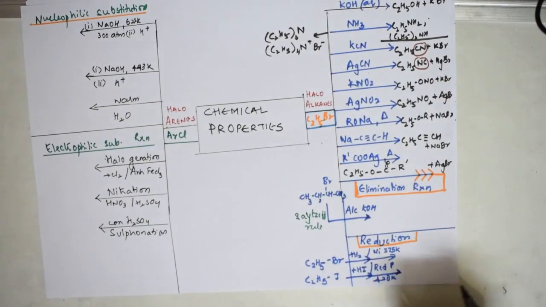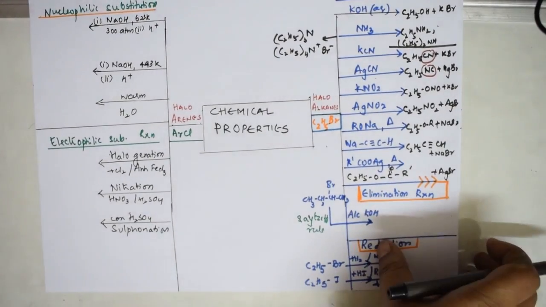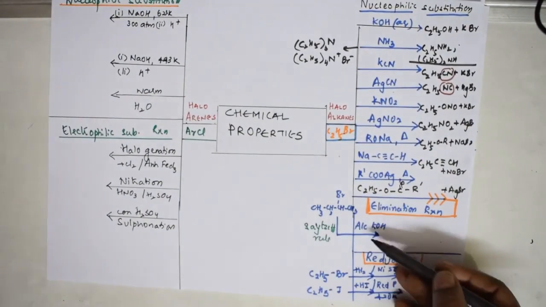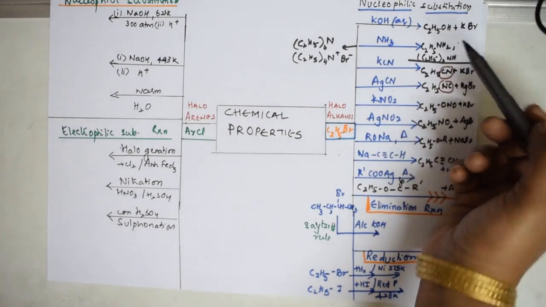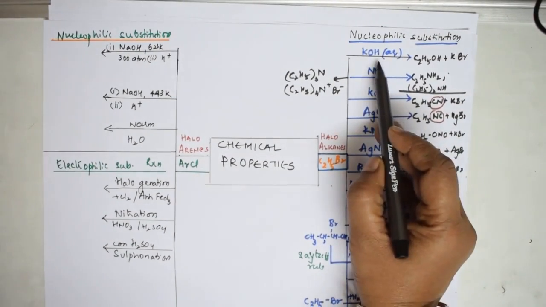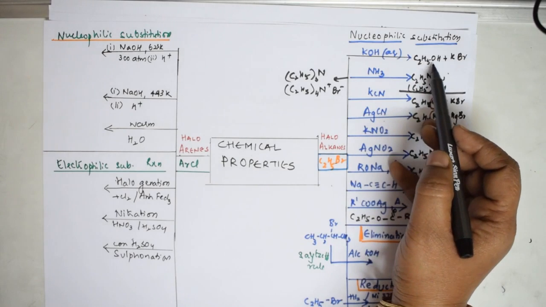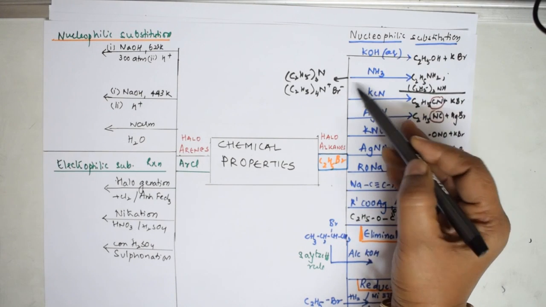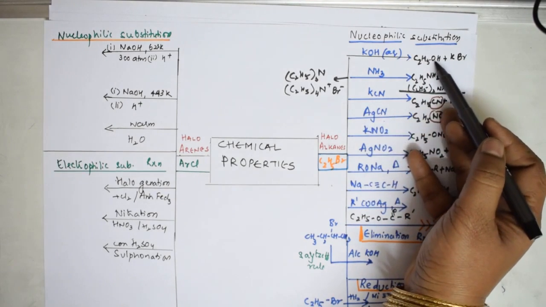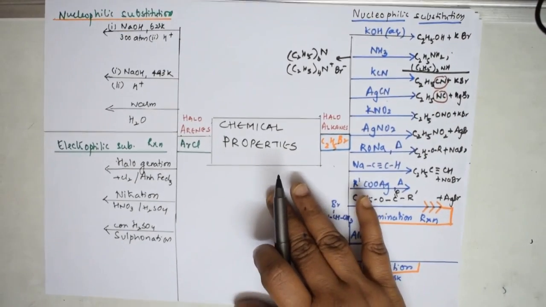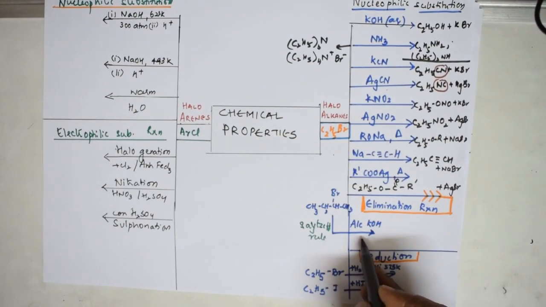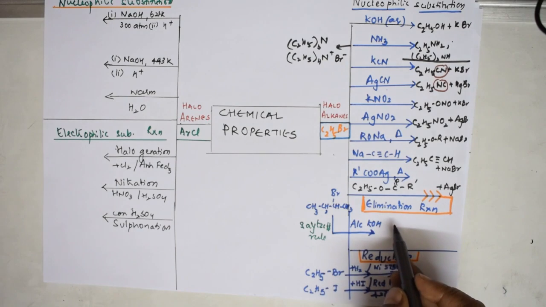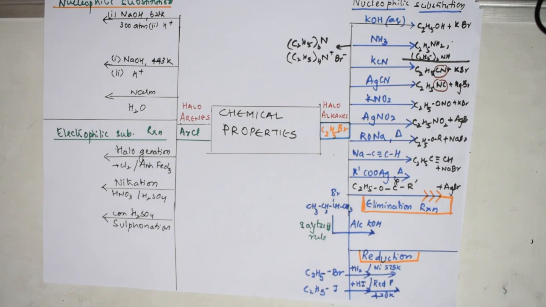Right, students. Now let's see. In the elimination reaction, what is important you need to remember is alcoholic KOH. Here you have seen the first reaction, where we have taken aqueous KOH. When aqueous KOH is taken, directly you get a nucleophilic substitution. The nucleophile OH minus replaces Br, and you get a product. Now when it is alcoholic KOH, elimination will dominate over substitution.